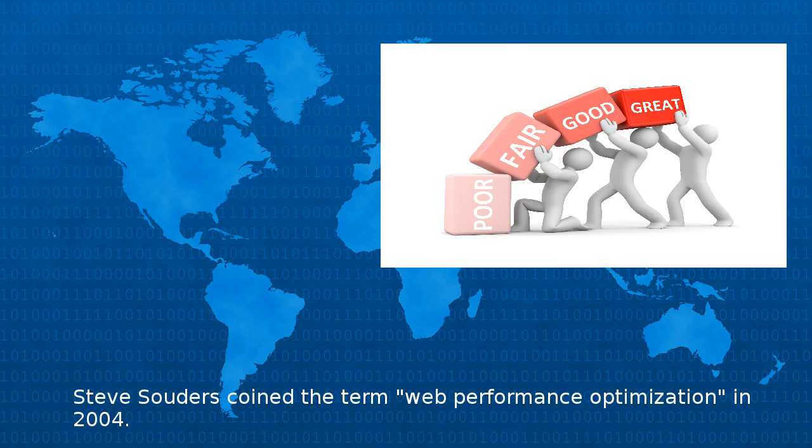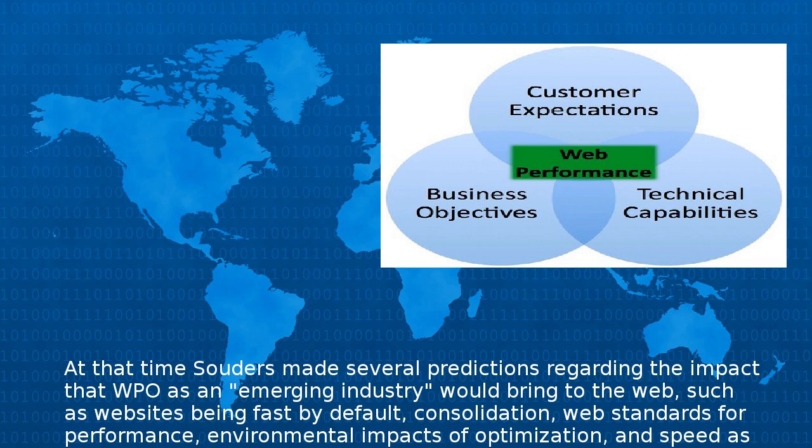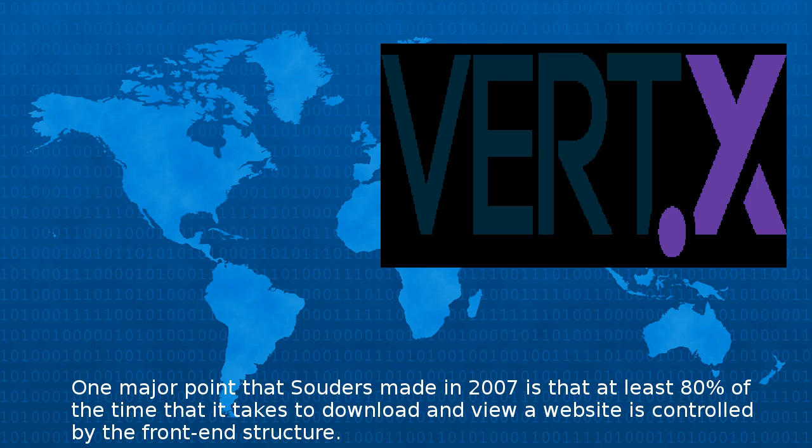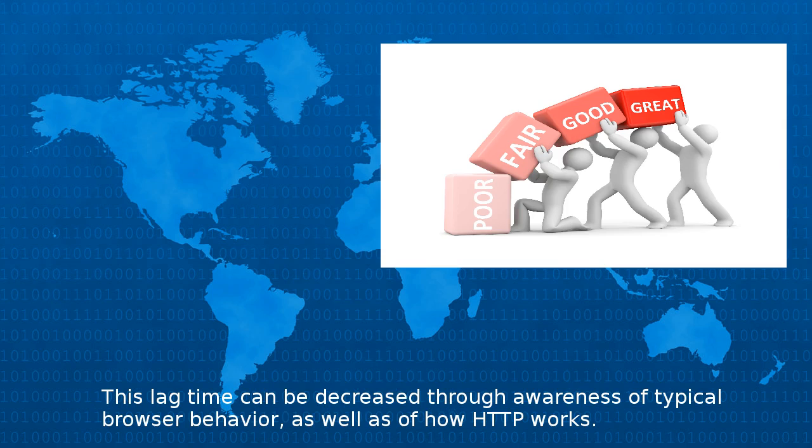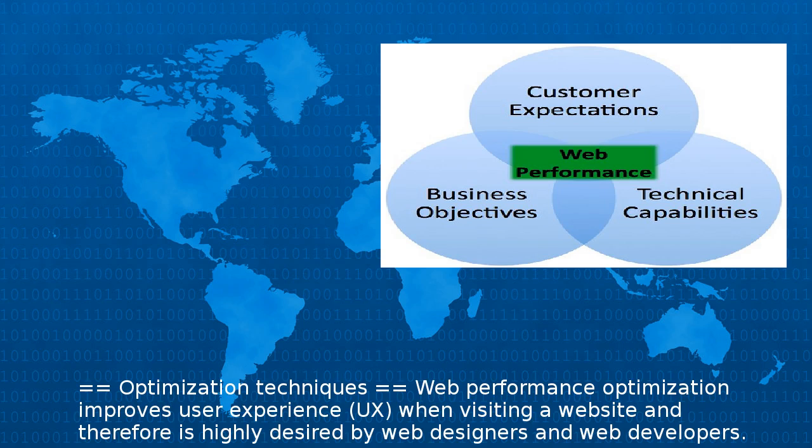Steve Souders coined the term web performance optimization in 2004. At that time, Souders made several predictions regarding the impact that WPO as an emerging industry would bring to the web, such as websites being fast by default, consolidation, web standards for performance, environmental impacts of optimization, and speed as a differentiator. One major point that Souders made in 2007 is that at least 80% of the time that it takes to download and view a website is controlled by the front-end structure. This lag time can be decreased through awareness of typical browser behavior, as well as of how HTTP works.